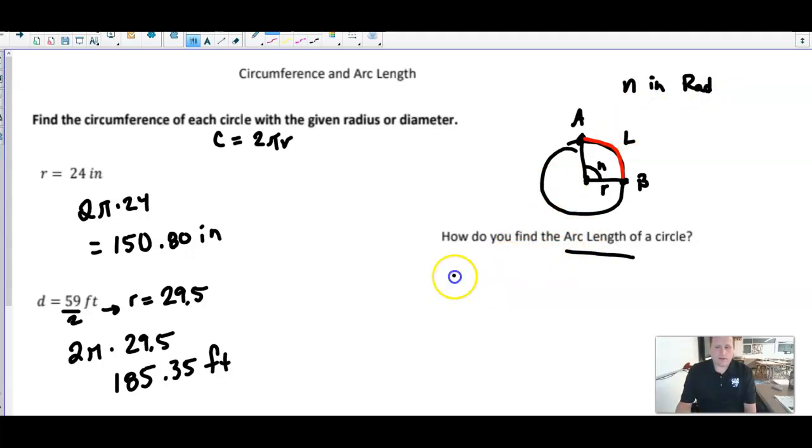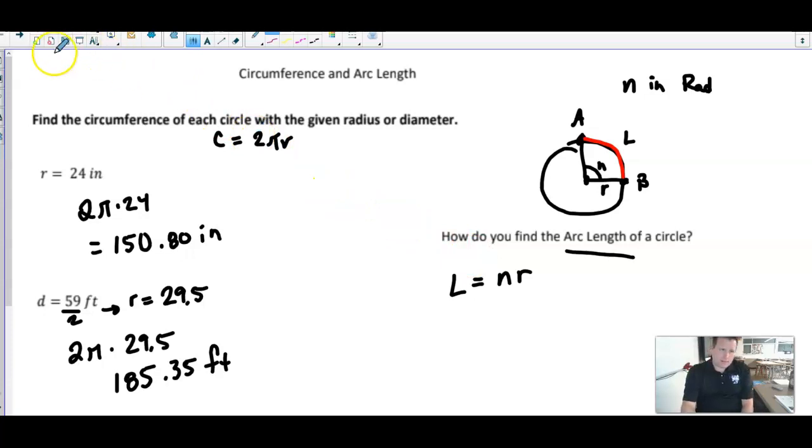To find the arc length, here's our formula. The arc length is equal to the angle in radians times the radius, so L equals n times r. And that'll tell us the distance. Essentially, I could find the circumference and then multiply it by the proportion that I need, because when I put the angle in radians, it puts it all in proportion.